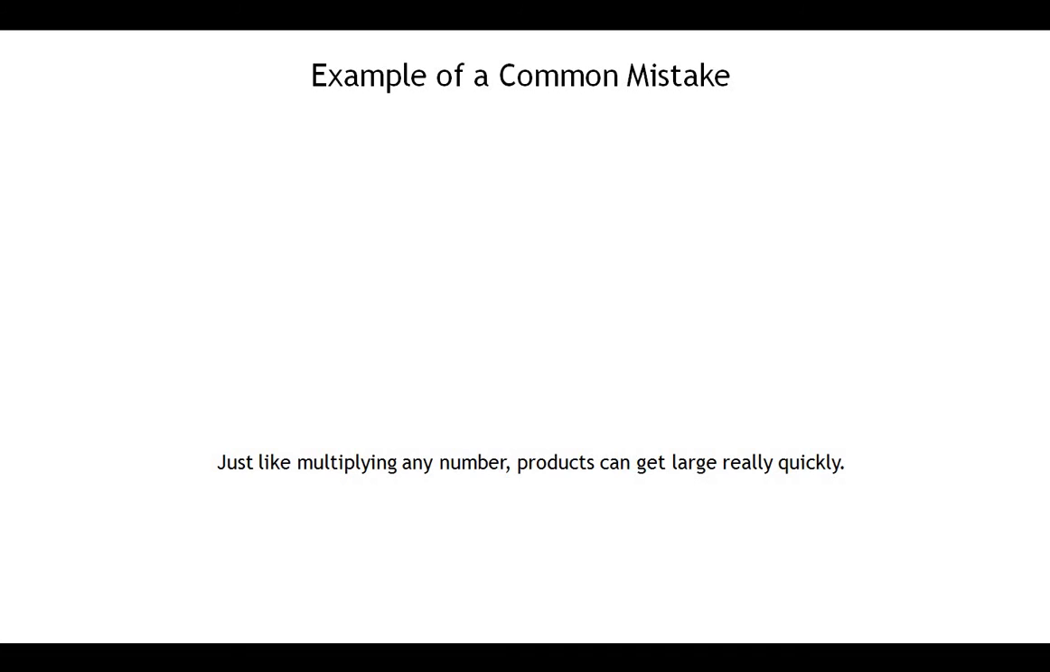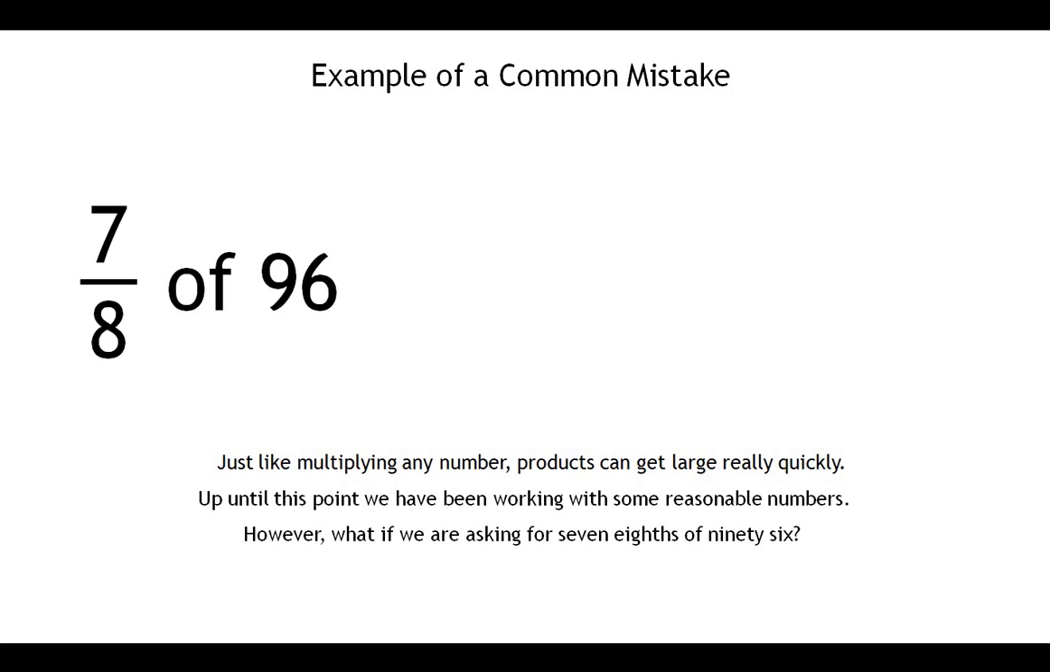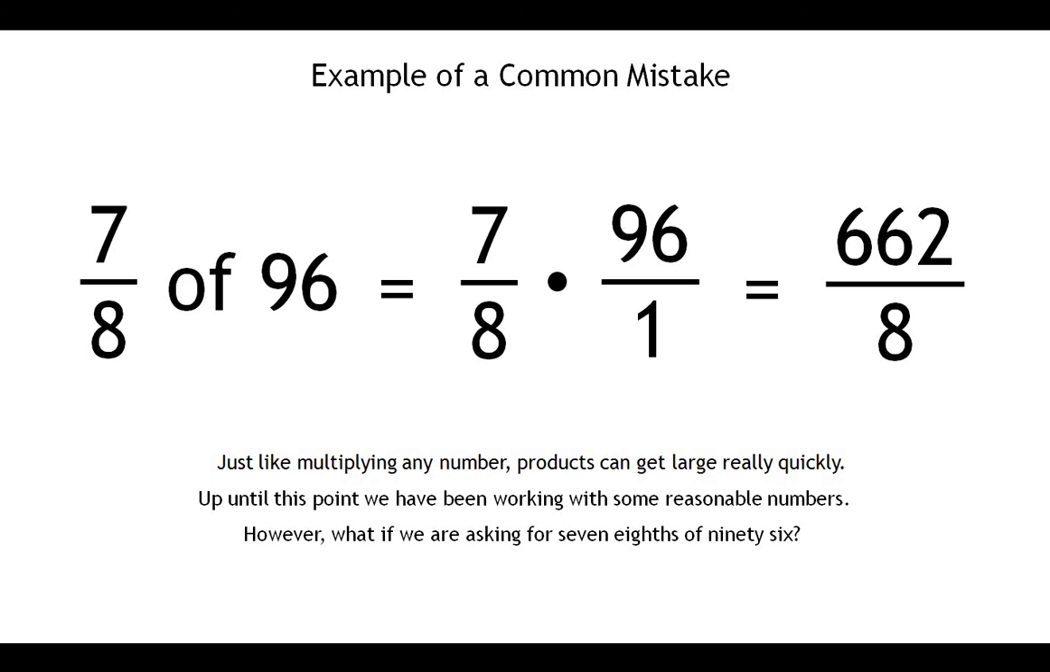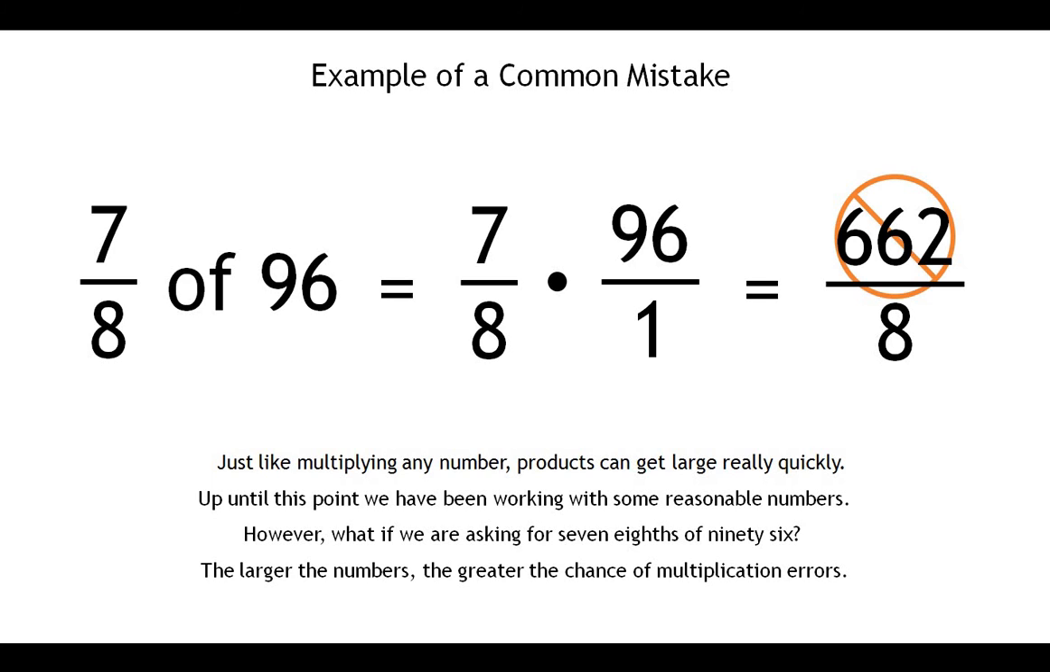Just like multiplying any number, products can get large really quick. Up until this point, we have been working with some reasonable numbers. However, what if we are asking for 7/8 of 96? The larger the numbers, the greater the chance of multiplication errors. P.S. It is okay to use a calculator to check your work.